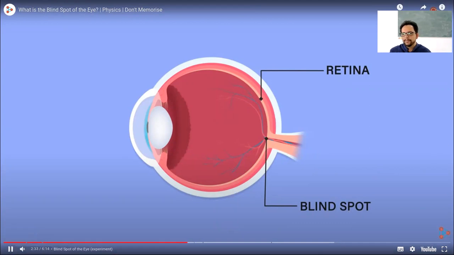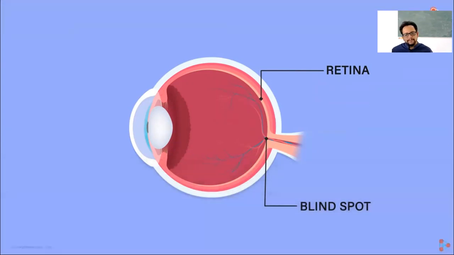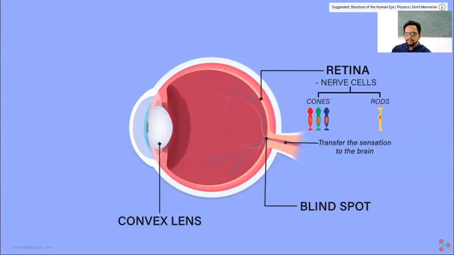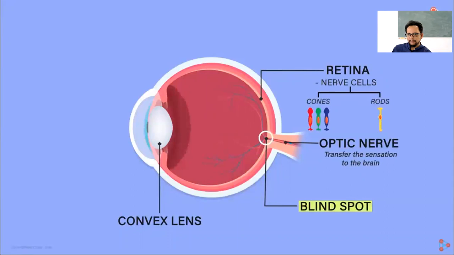So there is a blind spot present in the eye. We have already discussed the structure of the human eye in our previous video. We know that the convex lens present in the eye focuses the light on the retina. And the retina has two types of nerve cells, cones and rods. These cells transfer the sensation to the brain through the nerves. These transporting nerves are present in front of the nerve cells. They are connected directly to the brain and hence they transfer the message to it. They go into the brain through this region, and this region is called the blind spot. The junction of the retina and the optic nerve is called the blind spot.